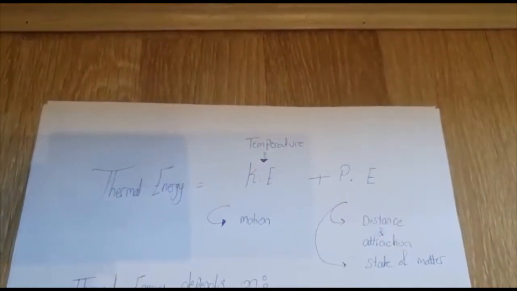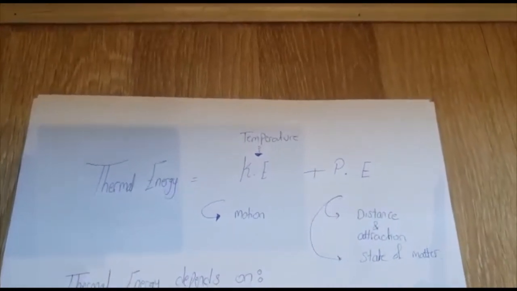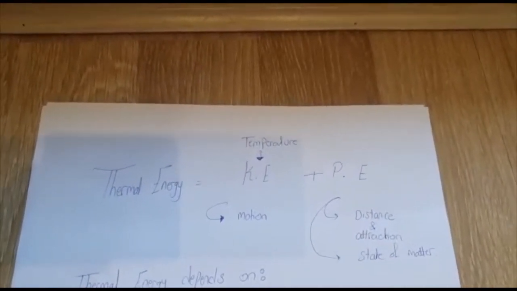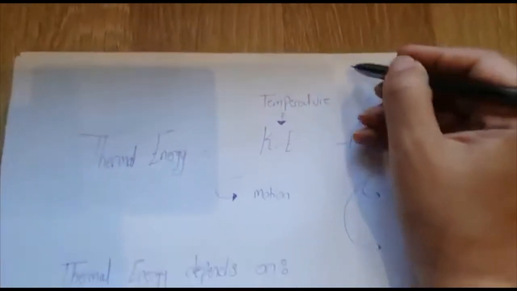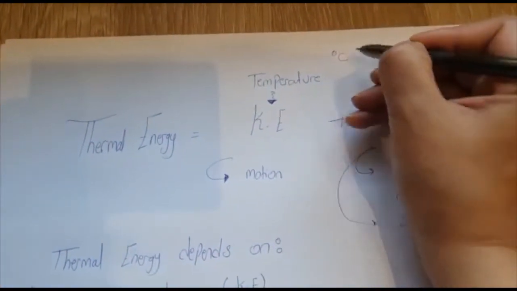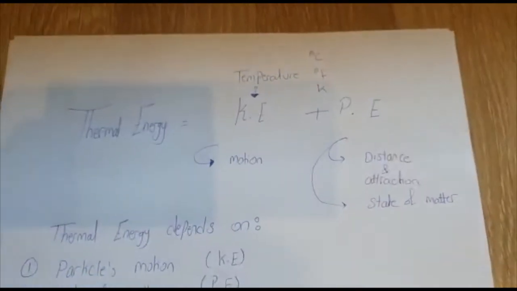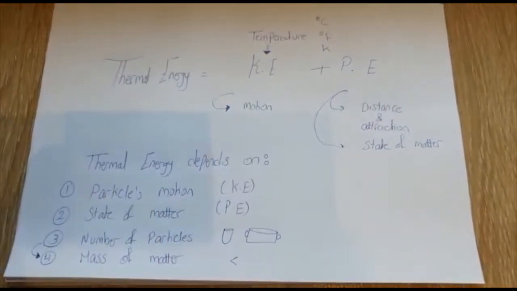If the average of the motion and the energy of the particles is high, the kinetic energy is high. If the average of all the particles is low, the temperature will be low. Okay, and the temperature is measured, as we said, in degrees Celsius, degrees Fahrenheit, or in Kelvin. Okay, thermal energy. Back to the thermal energy.